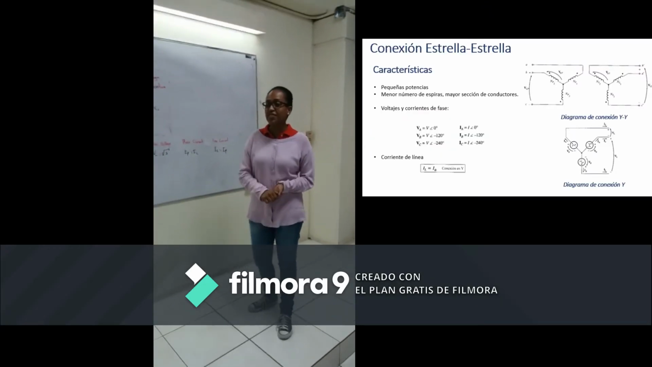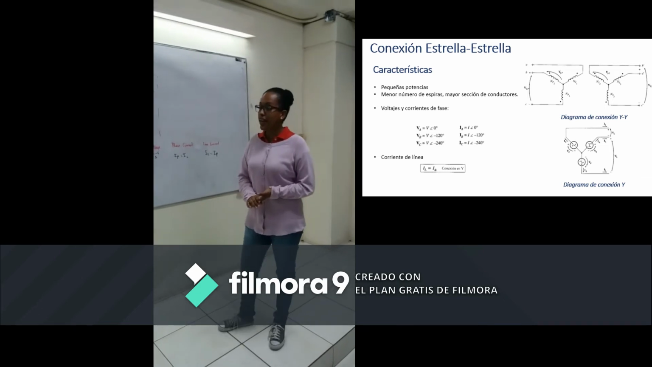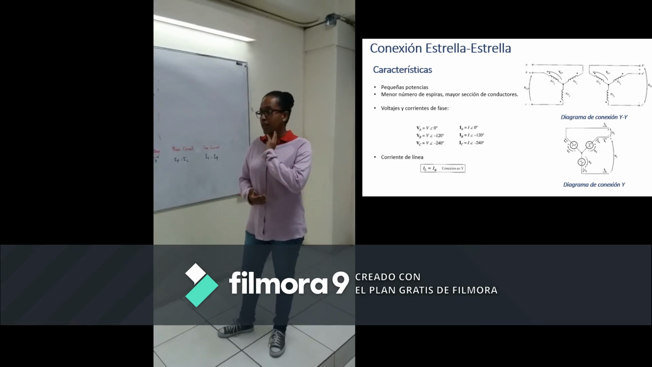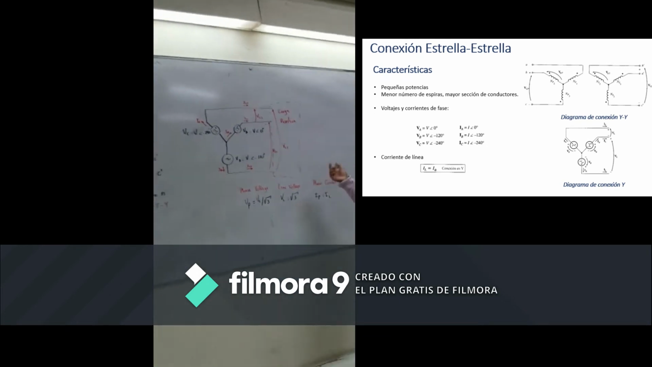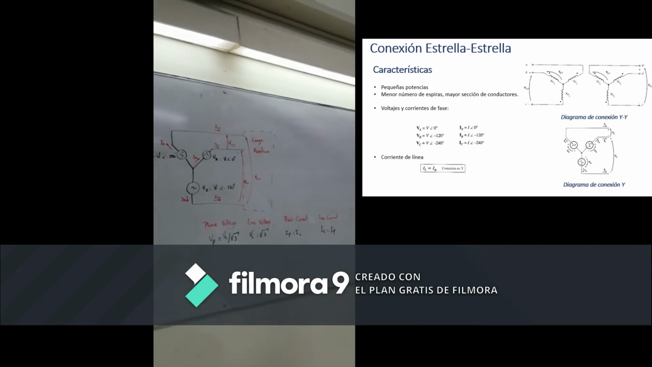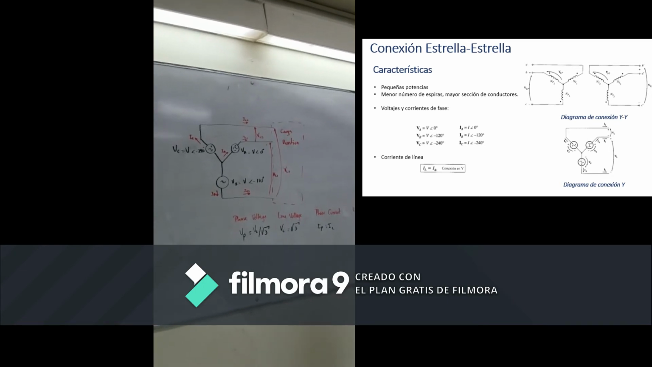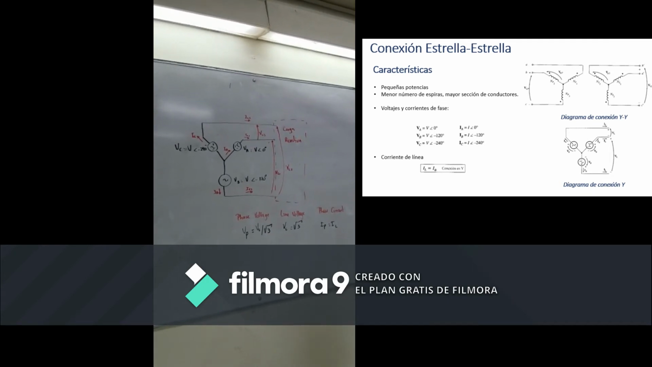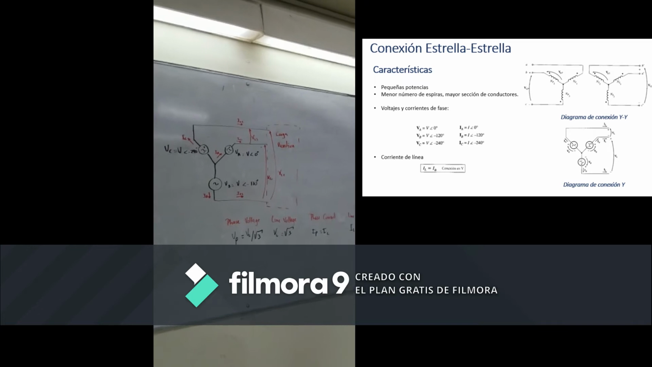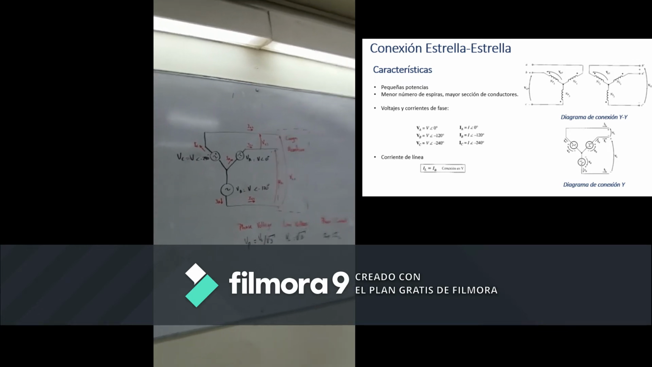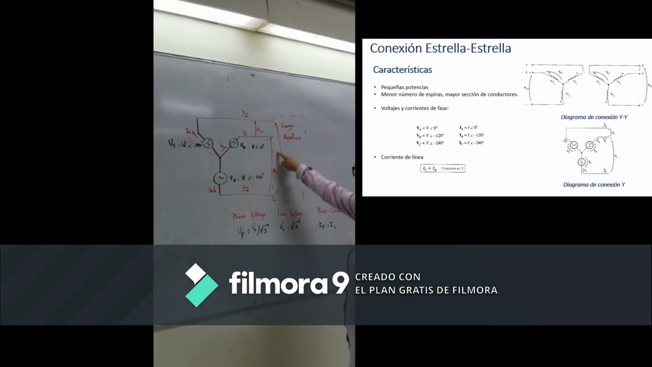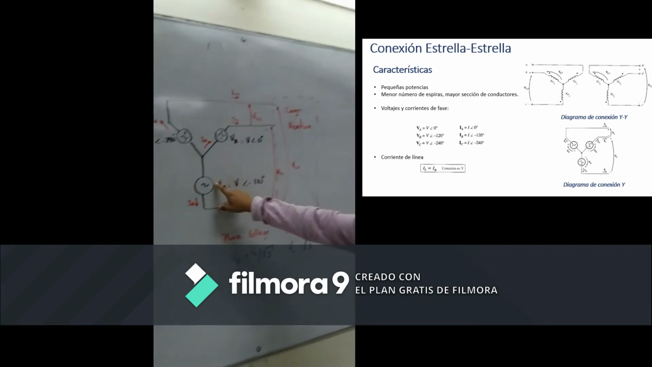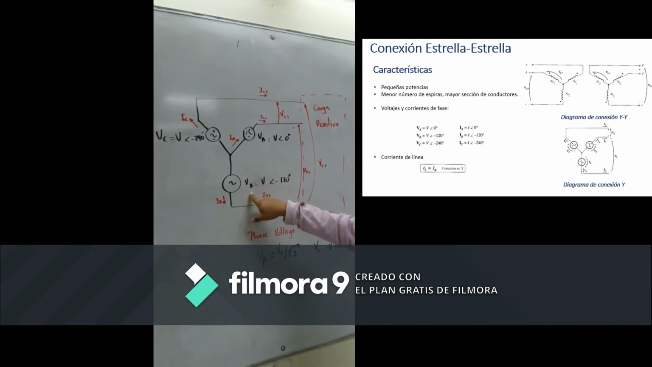I'm Carolina and I'm going to talk to you about a three-phase transformer with a star-star connection. As we can see in the picture, the voltage between any two lines of the three-phase transformer is called line voltage, and the voltage between any line and the neutral point is called phase voltage. This is the line voltage and this is the phase voltage.